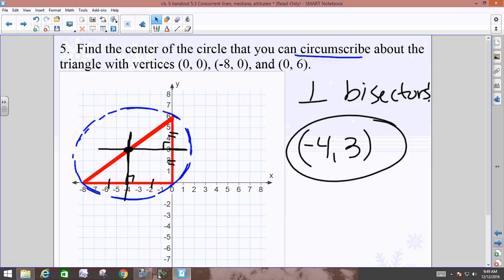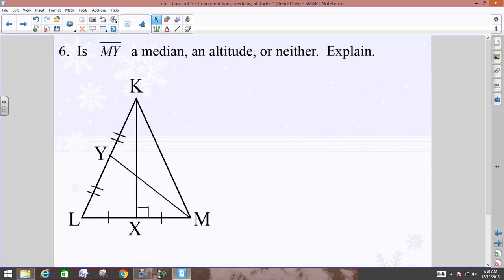Okay. 2 examples. You've got one of those on your worksheet today. We already did number 6 when I asked you on number 4. We said that MY is a median because it's going to a midpoint. Y is a midpoint. It cuts that left side in half.